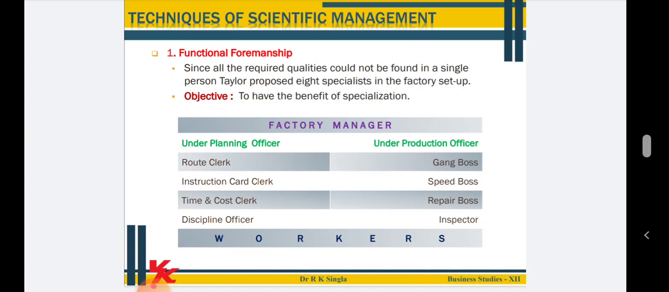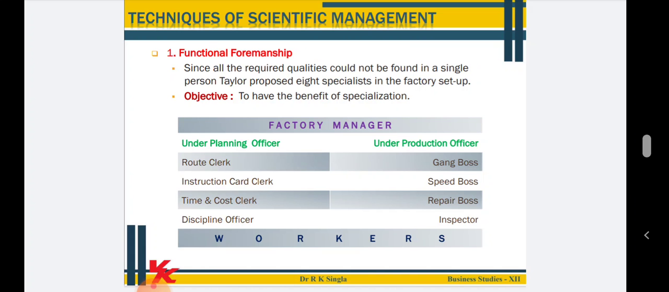Then under production, there are 4 bosses named gang boss, speed boss, repair boss, and inspector. Gang boss will collect all the resources or equipment required to produce the goods and services. Speed boss will look after the speed of the workers, whether they are working at their required speed or not. Repair boss will look after that each and every machinery is in working condition. अगर किसी मशीनरी को किसी मेंटेनेंस की ज़रूरत है तो वो उसको रिपेयर करते हैं. Then the inspector will inspect the quality standards of the workers.